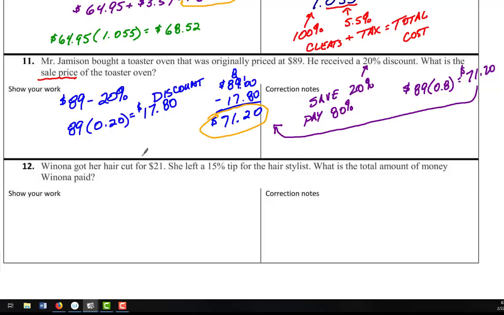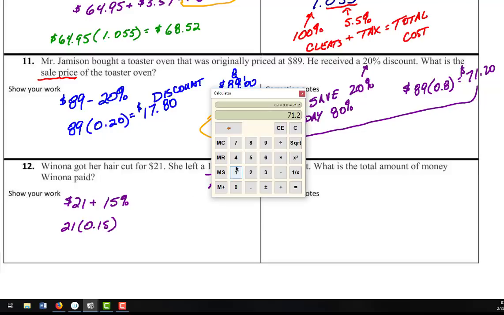All right, the last problem. She got her hair cut for $21. She left a 15% tip. What's the total amount of money she paid? Well, this is a tip. We add tips on. So we have $21, and we're adding the 15% tip. So 21 times 0.15, $3.15 is the tip.